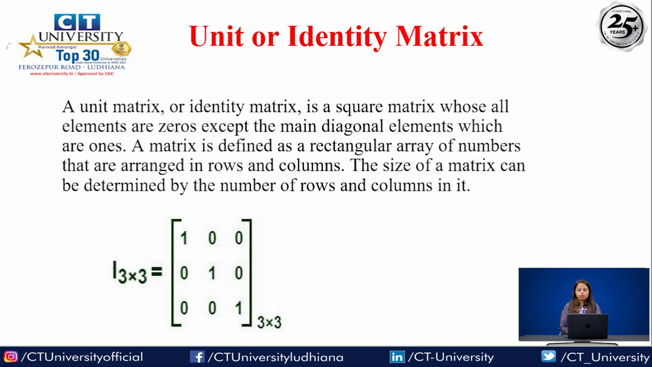In your example, there are 3 rows and 3 columns, so the order of your matrix is 3 cross 3. In this case, the diagonal entries are equal to 1 and all the other entries are equal to 0. So this is your identity matrix.